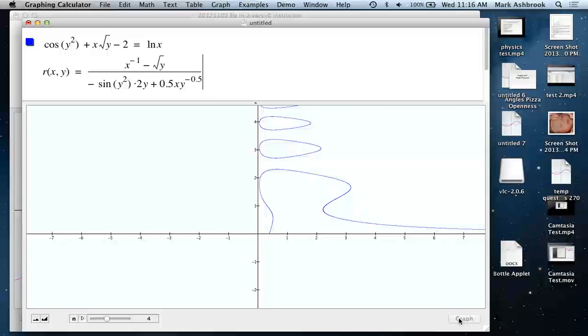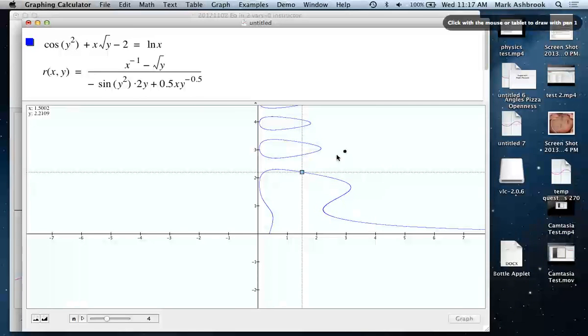Okay, so what's the rate of change at x equals 1.5? How would you respond to that question? Which y? Let's go with this first one right here. So estimate it. 1.5, 2.21 is the point. Estimate the rate of change there. What do you think?